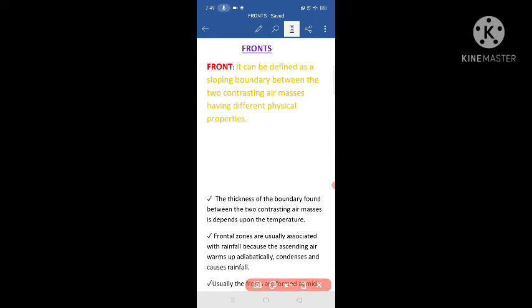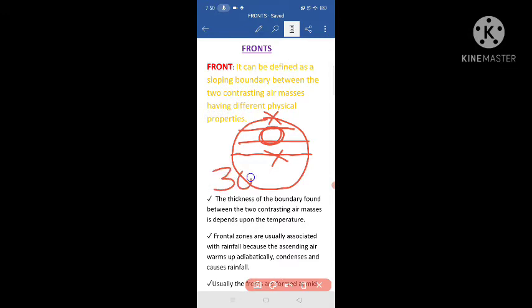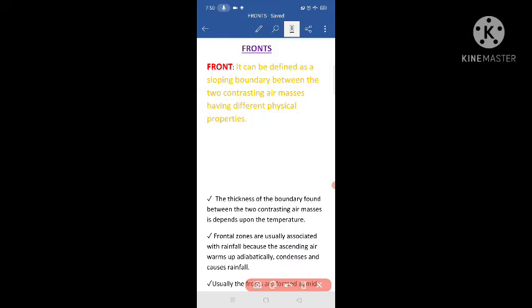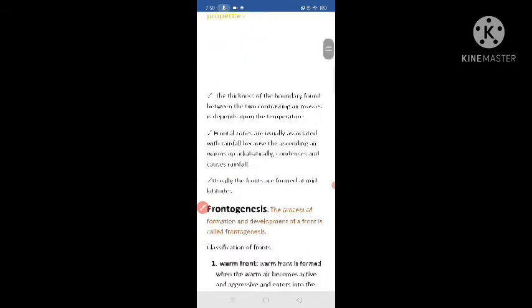And usually where are the fronts formed? Let us consider this is our earth and this is the equator, and this is 30 degree, this is 60 degree and this is 90 degree. The fronts are usually formed between 30 to 60 degree. They never form at the equator and they never form at the polar region. They form between 30 to 60 degree north and south of the equator.